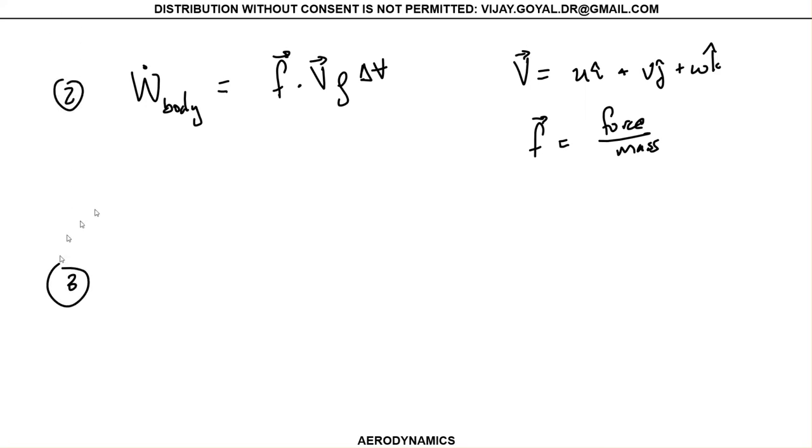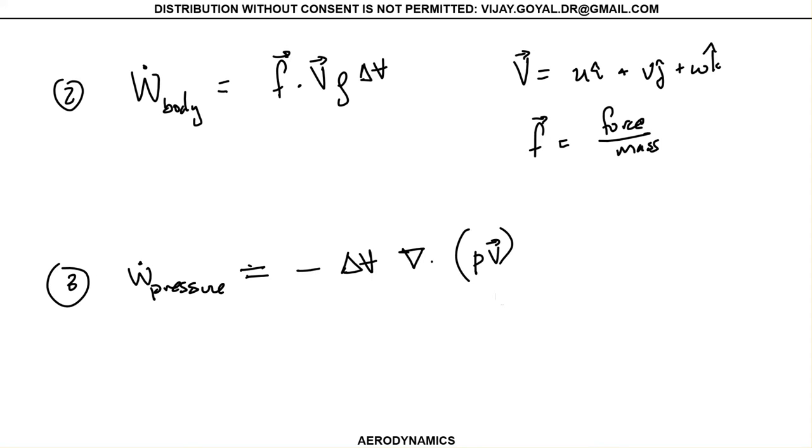Equation number 3: we can also go ahead and do a small element, but I'm going to save ourselves all of that and just say the work done by the pressure loads is equal to minus delta V, the change in volume, times the divergence of pressure times velocity.